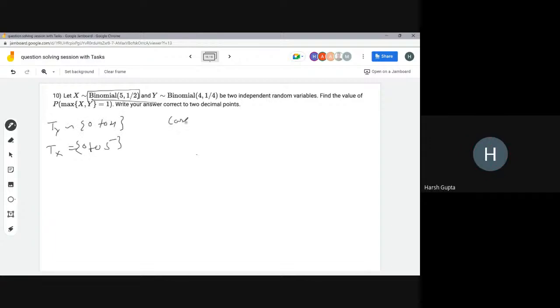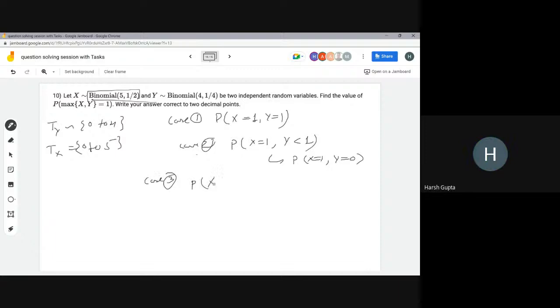Now, case 1: max of X comma Y equal to 1 means the probability that X equal to 1, comma, Y equal to 1. Case 2: fixing X equal to 1, Y has to be less than 1. What does less than 1 mean? Only one case is possible in this scenario: X equal to 1, comma, Y equal to 0. Everyone is fine with this? Okay, and then case 3.